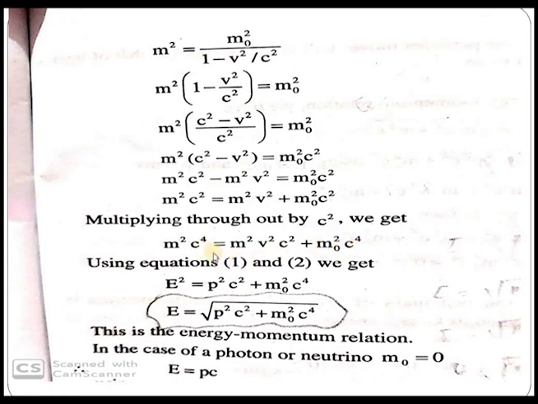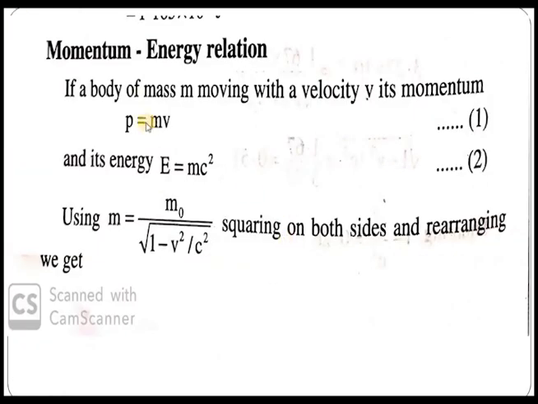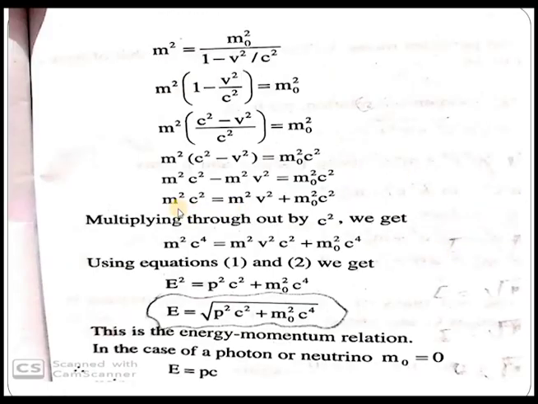And we know what is p. p is equal to mv, and E is equal to mc square. So multiplying throughout by c square, we get m square c raised to 4, m square v square c square, that is p square c square, plus m0 square c raised to 4. And m square c raised to 4 is E square, since E is equal to mc square. And m square v square is p square.